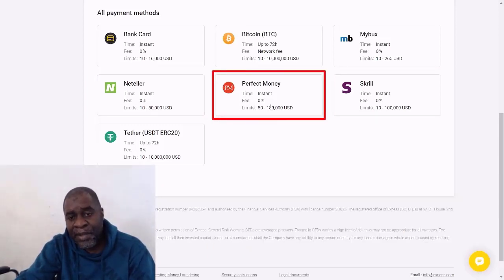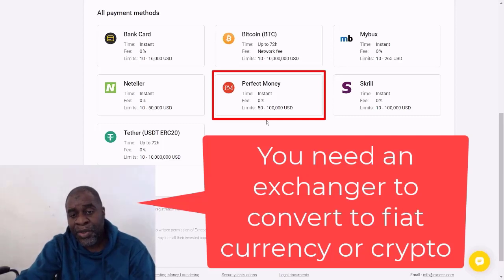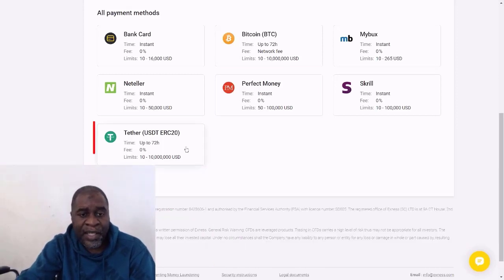Next up is Perfect Money. Perfect Money is a really, really great platform. Minimum deposit is $50, maximum is $100,000. It's really a great platform to use. The only issue is that withdrawing from Perfect Money back to fiat currency or crypto, you need to use an exchanger or you need to do some peer-to-peer trading. So that's the main issue I have. I don't really have a method to withdraw from Perfect Money directly into fiat currency fast or cheap.